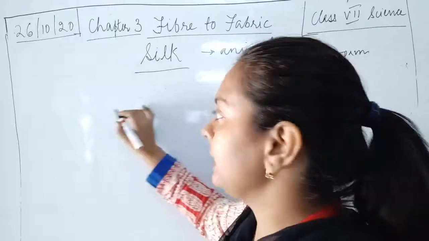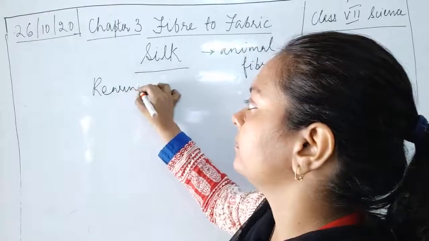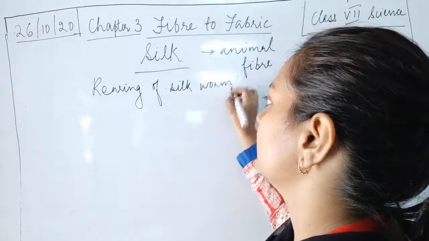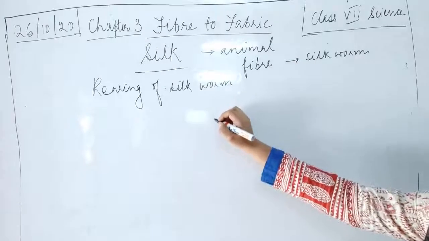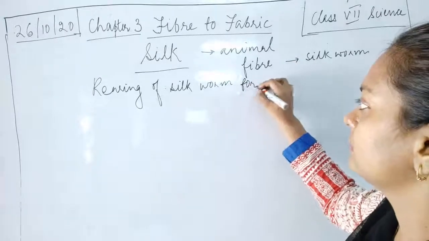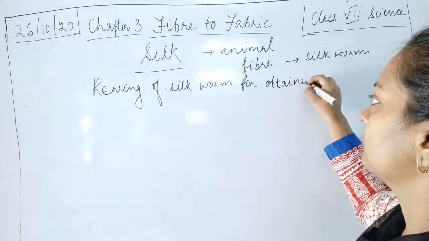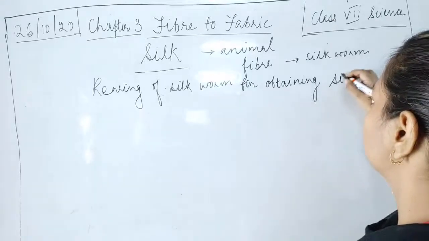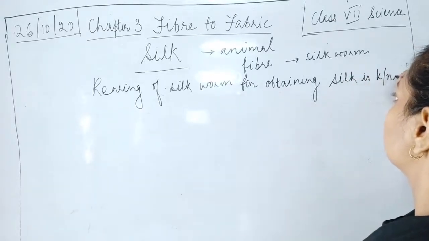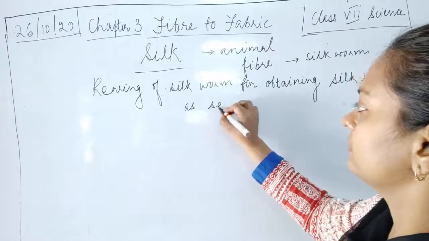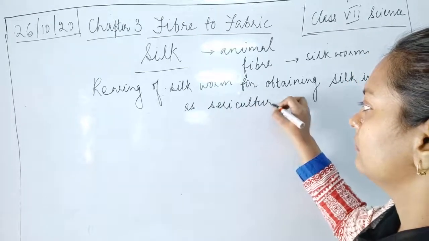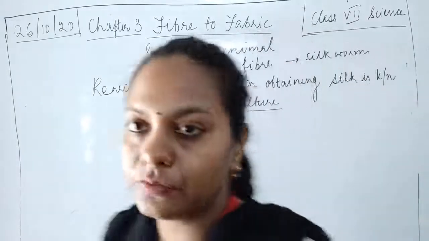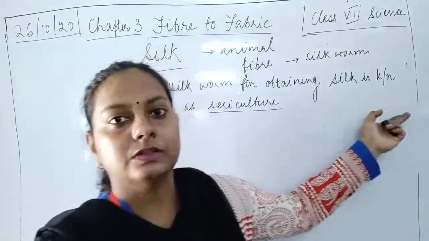Silkworm spins the silk fiber, and the rearing of the silkworm is done for obtaining the silk. So silk is obtained by rearing of silkworm. Rearing of silkworm for obtaining silk is known as sericulture. So what is sericulture? Sericulture is the rearing of the silkworm for obtaining the silk. This is known as sericulture.